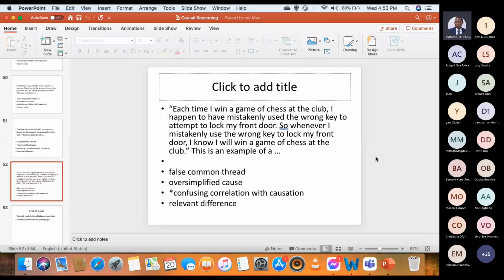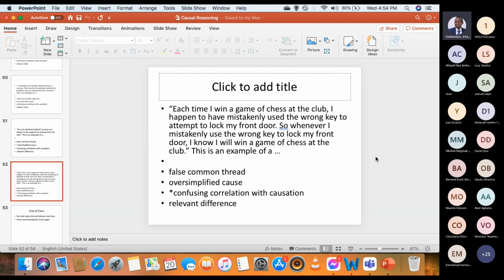If it is before, then you could say, each time I win, I happen to have mistakenly used the wrong key. So is it before the game or after the game? It looks like it's before: whenever I mistakenly use the wrong key to lock my front door, I know I'll win a game of chess at the club. But this second sentence is his conclusion.